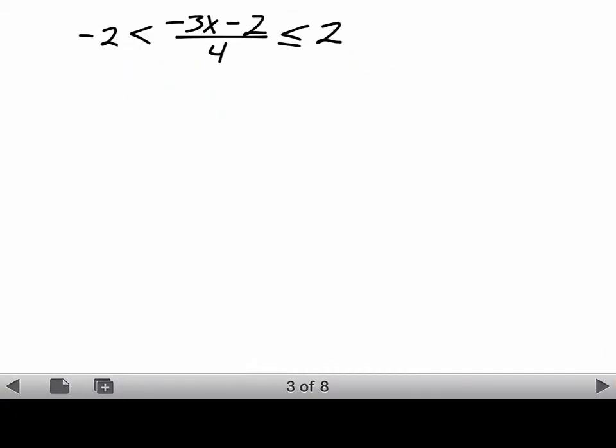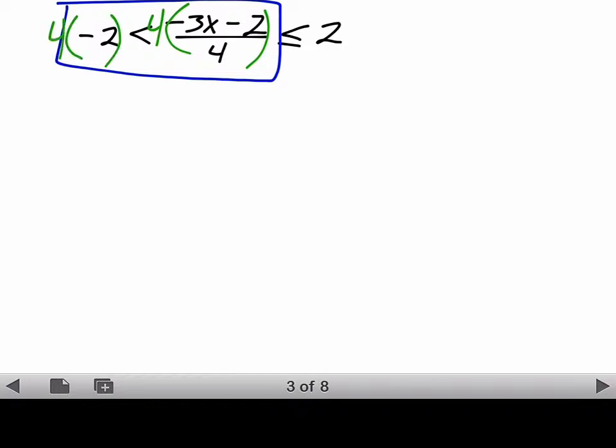So here I have a compound inequality. Negative 2 is less than (negative 3x minus 2) over 4, which is less than or equal to 2. And so we have here a three-way inequality that has two inequality symbols. That's what makes it compound. Now suppose we didn't have the less than or equal to 2 on the right. Let's focus on negative 2 is less than (negative 3x minus 2) over 4. If I wanted to solve this inequality, I would start by clearing the fractions. I would multiply both sides by 4.